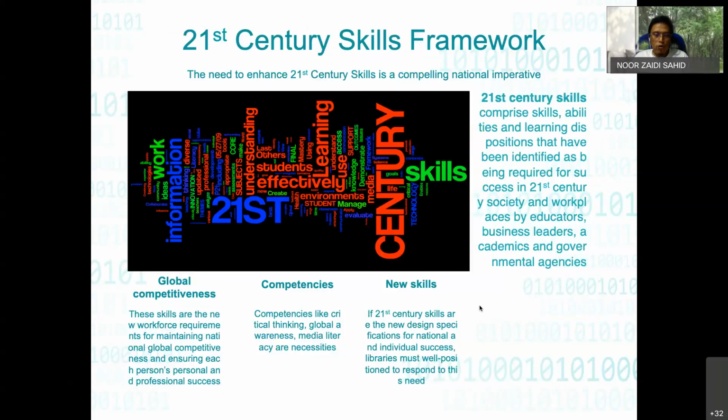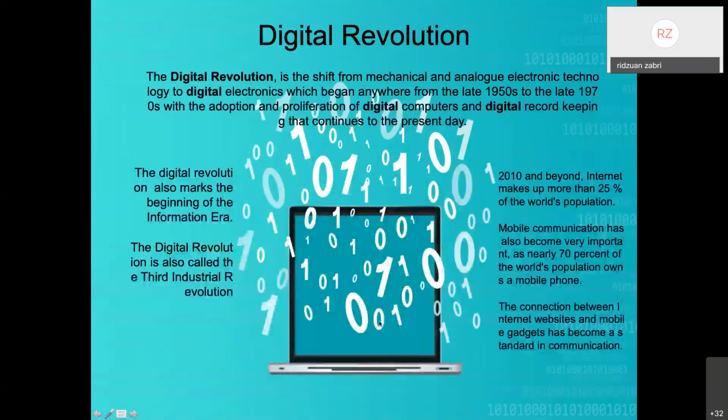So no more conventional services. No more library as a silent place to study. But we must equip ourselves and be able to redesign or reposition the library services to meet these kinds of framework. Okay. Digital revolution, another topic.